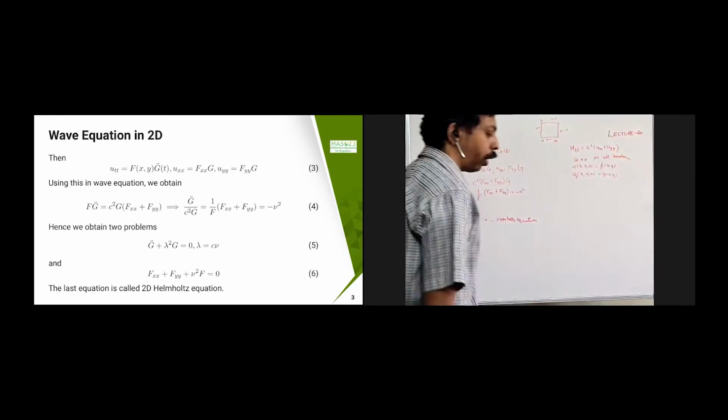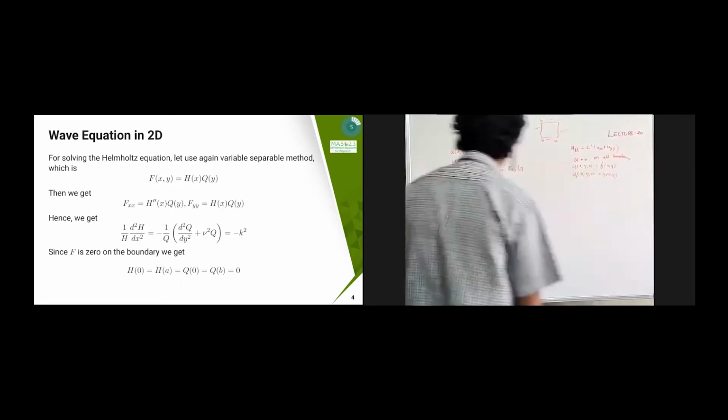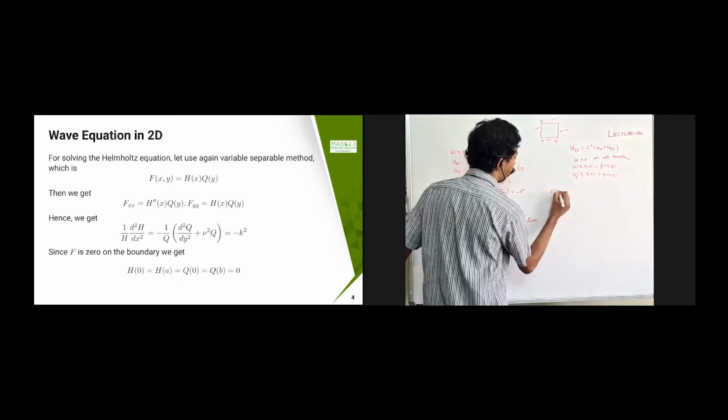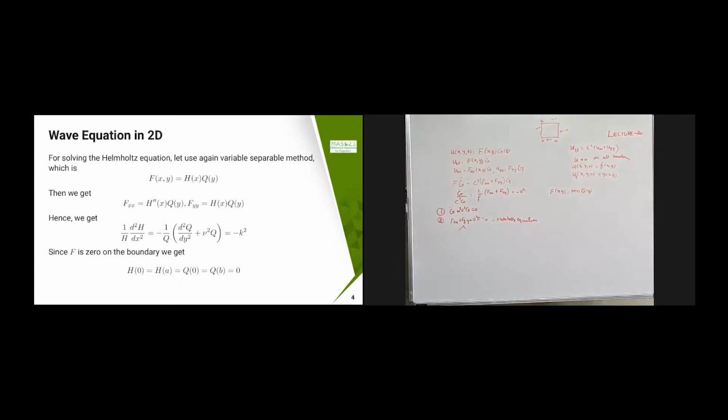So now what we are going to do, we are going to solve the Helmholtz equation first and then we are going to get that. So once again I am going to use fxx, fyy. Now what I am going to do is that f of x comma y I am going to split into two terms. One is h of x into q of y. Therefore once again you can do the same kind of job.